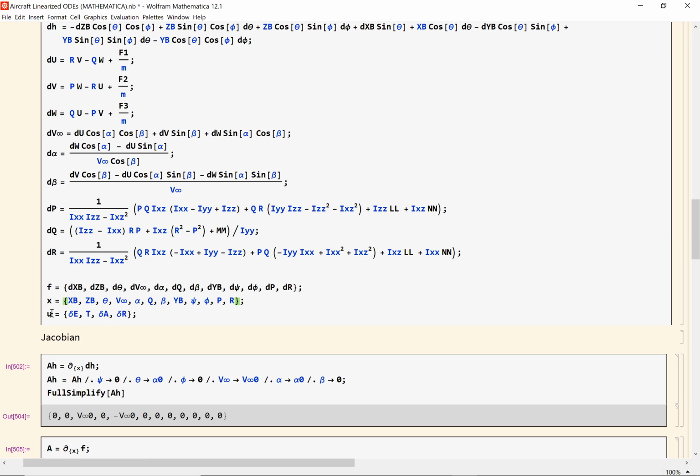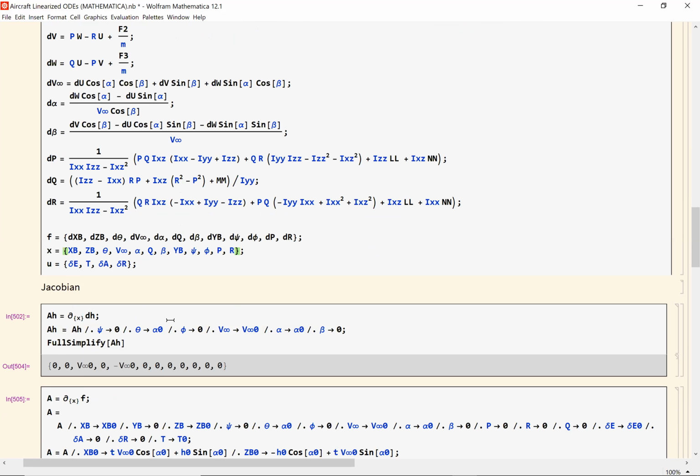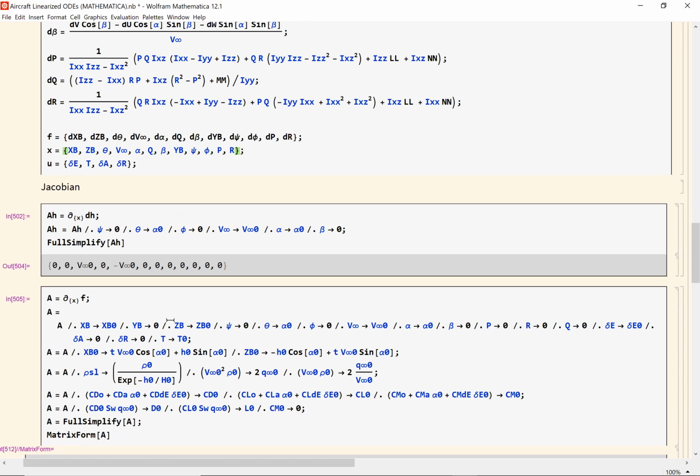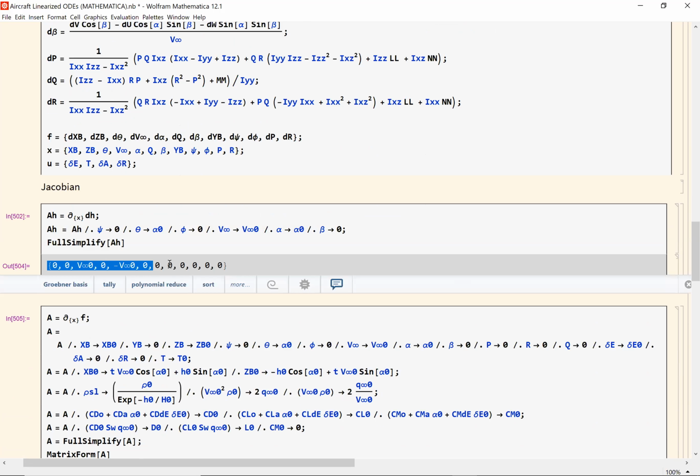And then when it comes to the control vector, I put first the elevator deflection, then the thrust, and then the deflections for the aileron and the rudder. So now let's do exactly what we did last time with the addition of our dH, the partial derivative, in order to find what I just found in the notes.